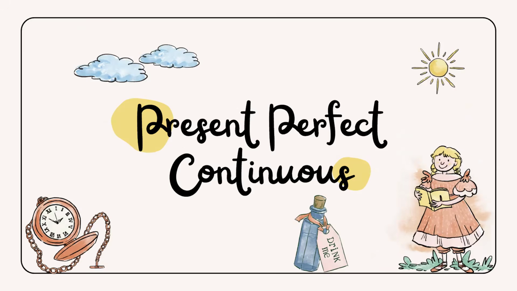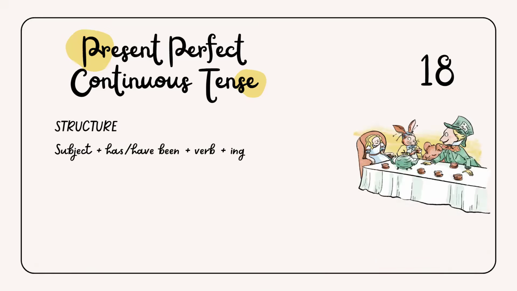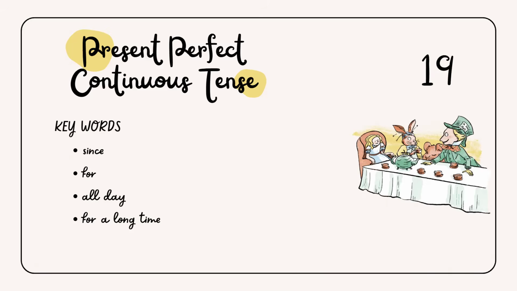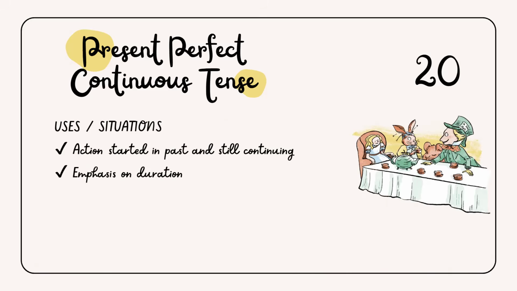Now, let's focus on present perfect continuous tense. This tense focuses on how long an action has been happening. The structure is subject plus has or have been plus verb plus ing. Keywords like since, for, all day, for a very long time are very common here. This tense is used when the action started in the past and is still continuing, and the duration of time is very important in the action.